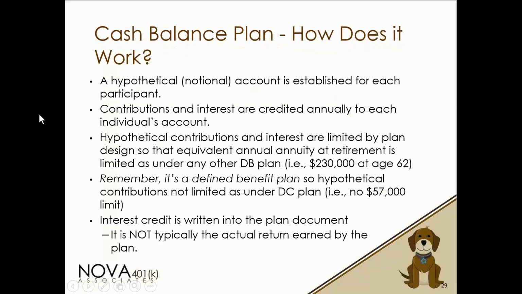Cash balance plan, how does it work? A hypothetical notional account is established for each participant. Contributions and interest are credited annually to each individual account according to the plan provisions in the plan document. Hypothetical contributions and interest are limited by plan design so that the equivalent annual amount at retirement is limited as under any other defined benefit plan.